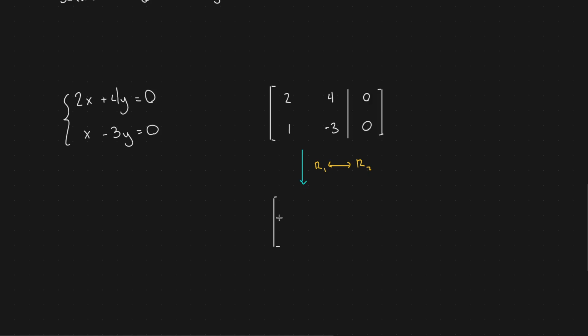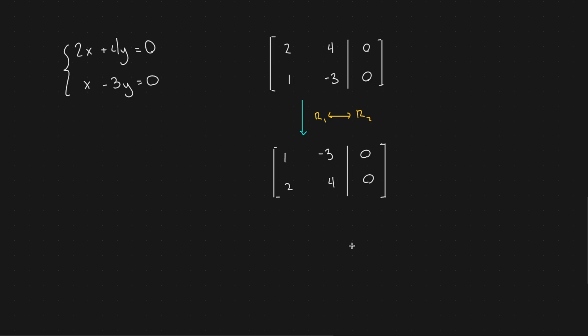So if I do that, row 2 becomes row 1. What was my row 1 becomes my row 2. Okay, this is going to be my pivot. I'm going to get zeros below that pivot. So let's do R2 minus 2R1 is my new R2.